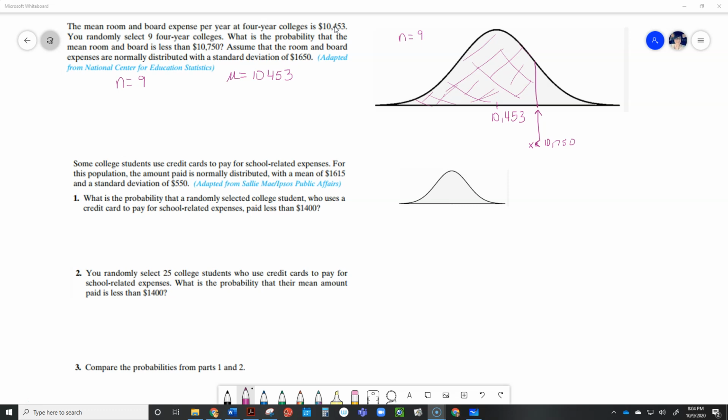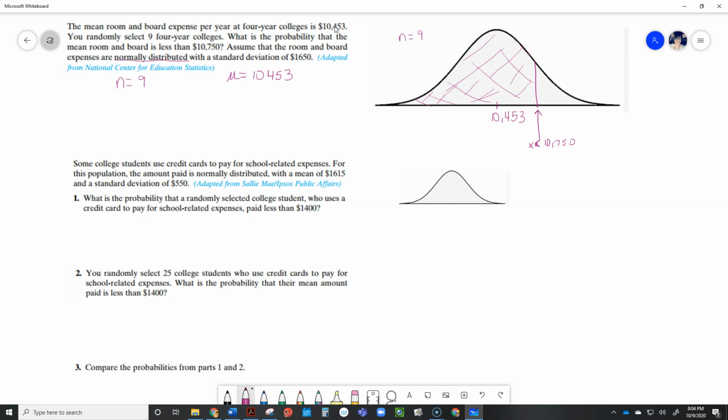You randomly select nine four-year colleges. What is the probability that the mean room and board is less than $10,750? So, first of all, our sample size is only nine. Nine's not big enough. So we have to keep reading because remember, we won't be able to work this problem unless they tell us that our population is normally distributed. And if you keep reading, it says, assume that the room and board expenses are normally distributed.